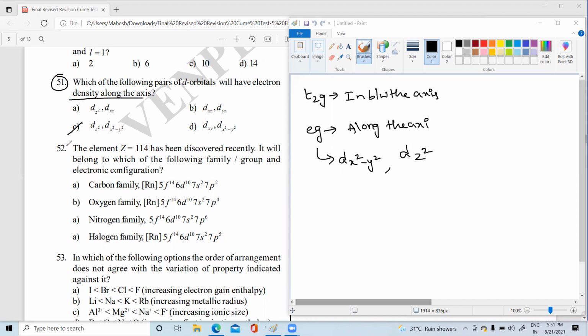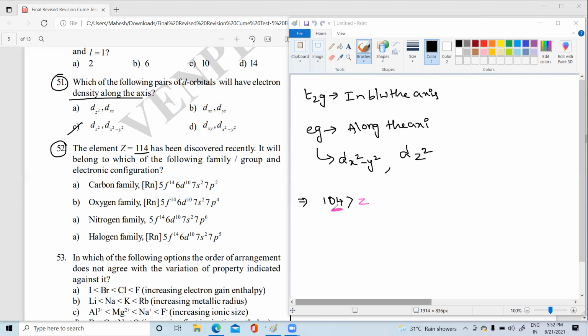Then question number 52. If the element Z equal to 114, discovered recently, belongs to which family and group, they are asking here. So if they have given 114, only this is applicable. The rule I am giving is that the atomic number should be greater than 104. Then you can see here the element number is greater than 104.